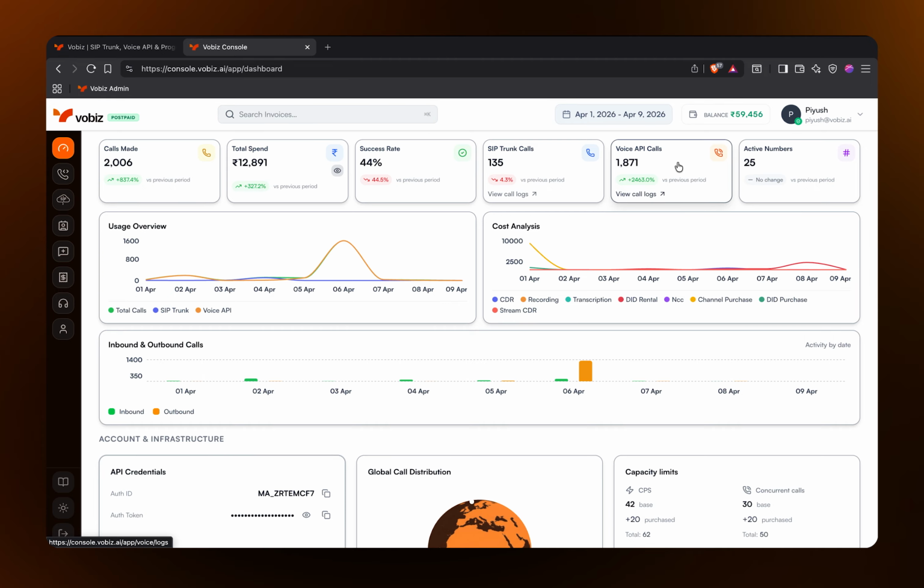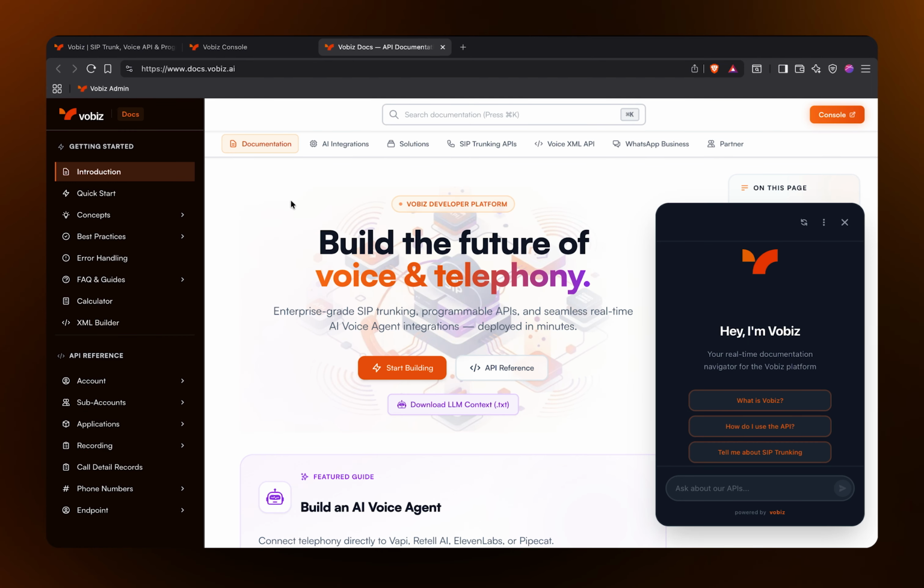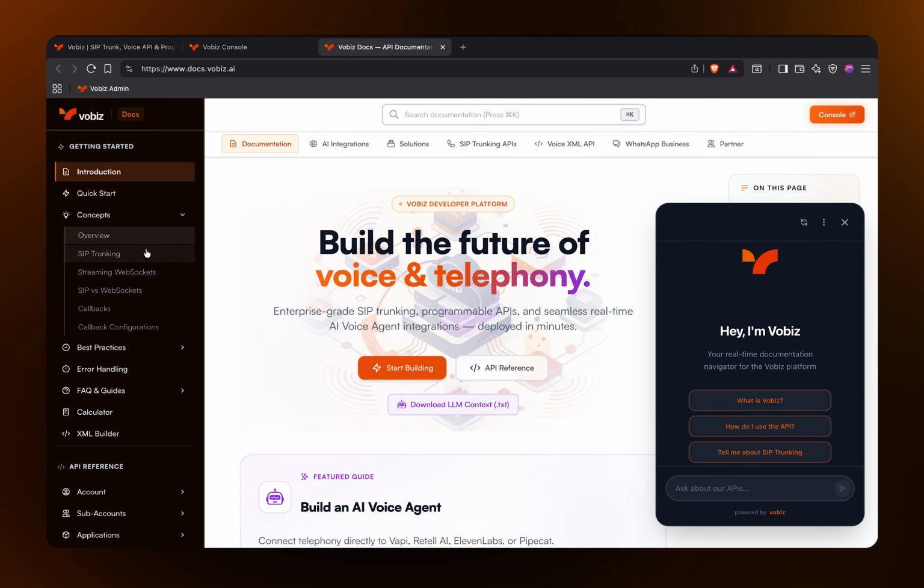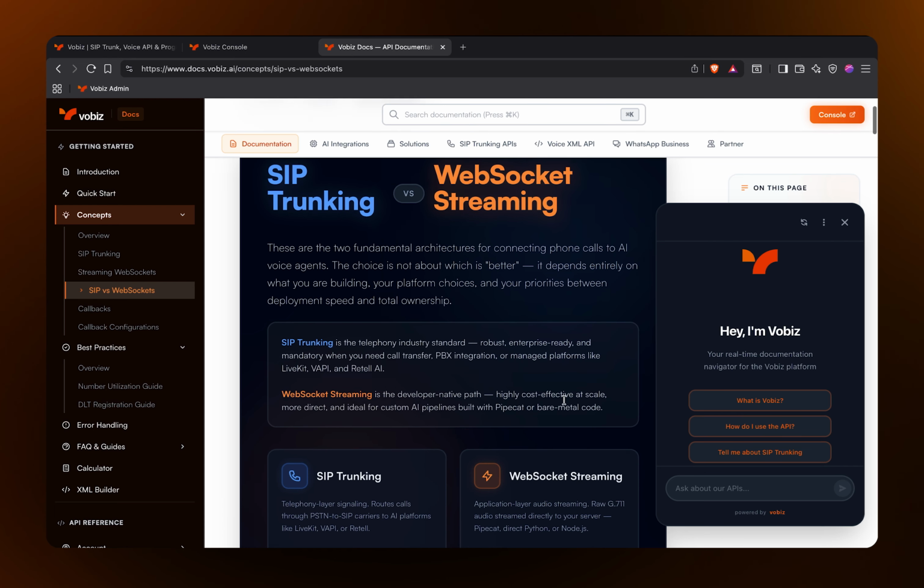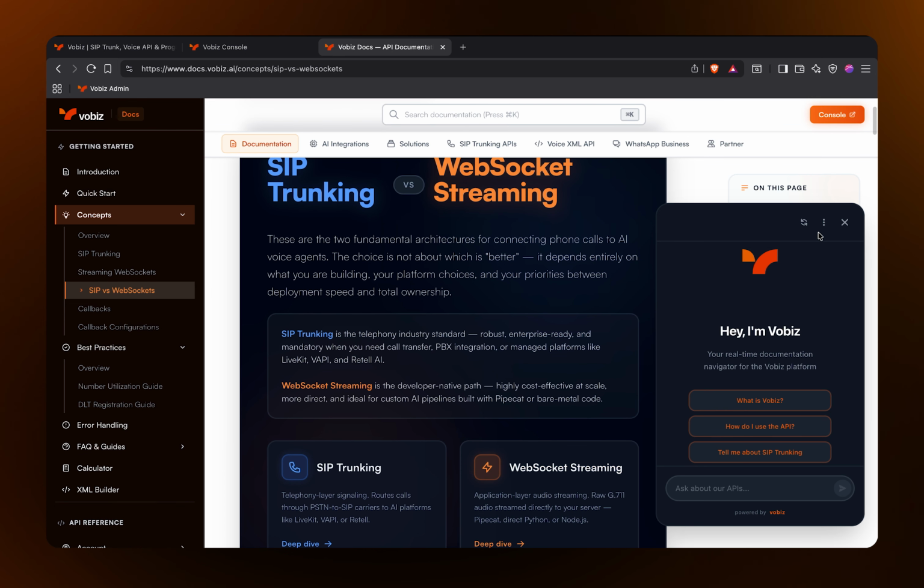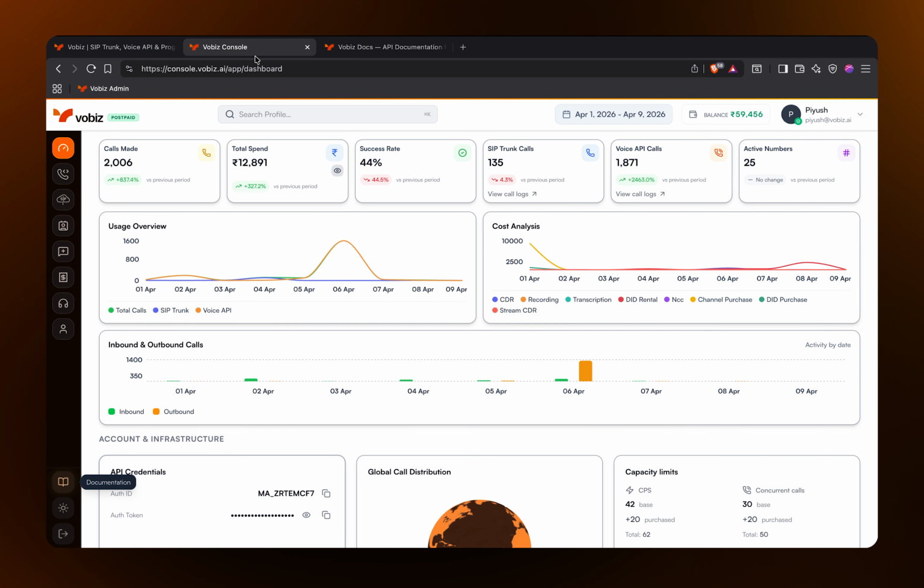And apart from that, if you want more control over the call which you are making, you're going to use voice API calls. If you want to know what is the difference, which is the best option for myself, what you can do is quickly go to our documentation, and in the concepts, we have SIP trunking, we have WebSockets, and we have a clear differentiation between which one is the best option for you. Let's go back.